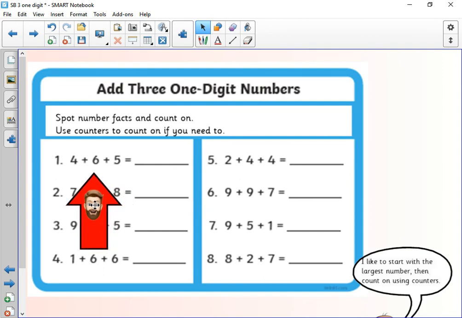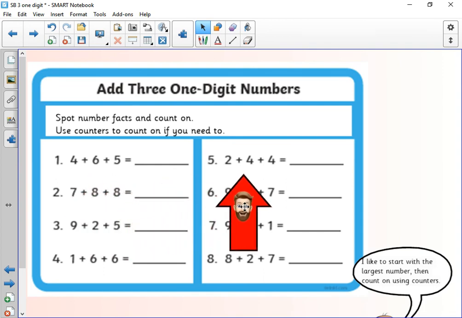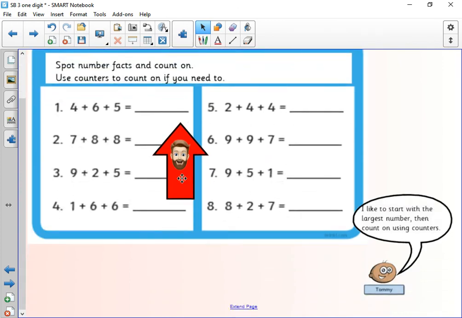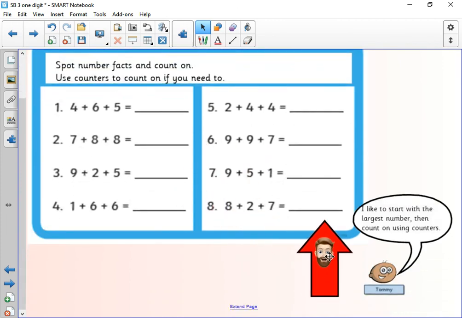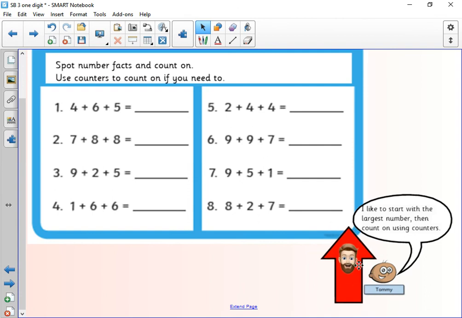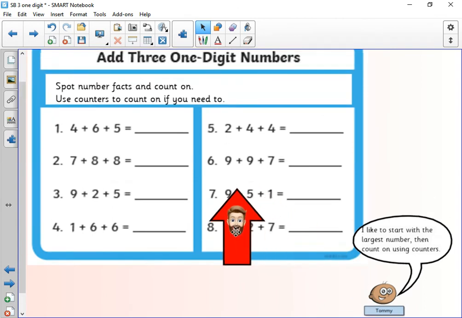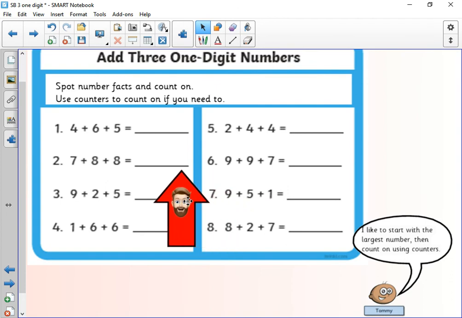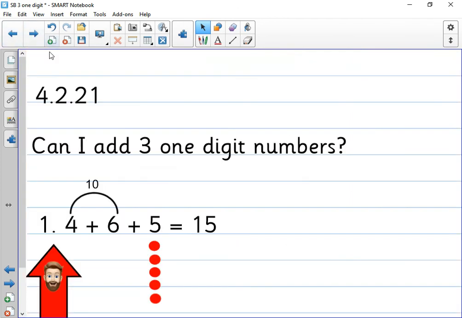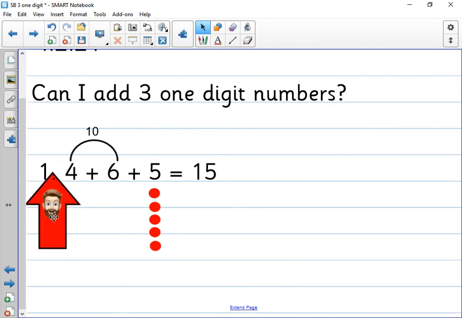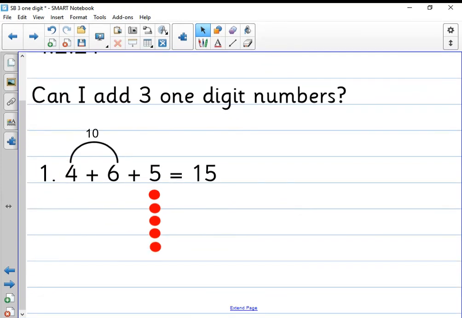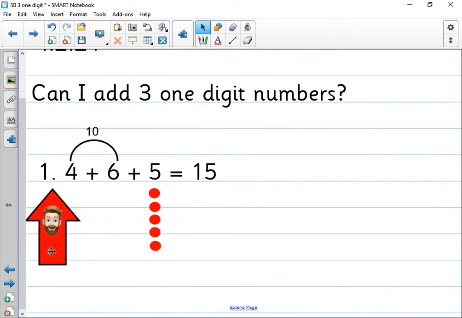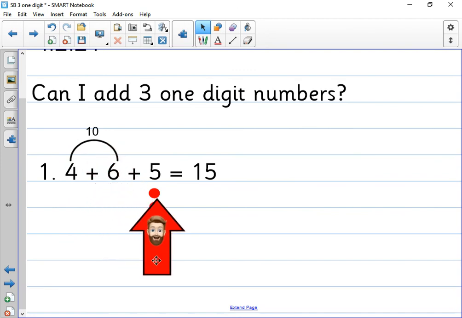Okay, so this is your task today. You've got 8 questions to do neatly into your book. Now, if you're finding this a bit tricky to spot the number facts, go back to using Tommy's strategy, okay? But please look at the numbers and see if you can spot number facts. They are there, okay? Now, in your book, under the date and learning question, this is how your work should look, okay? So you copy the calculation nice and neatly, you join the number fact together, and then count on, drawing the counters if you need to.